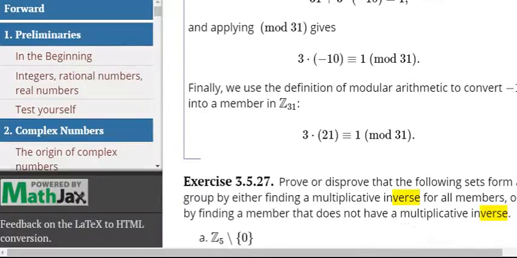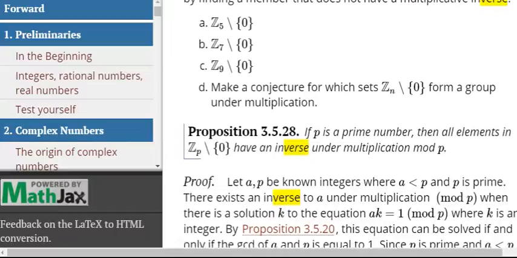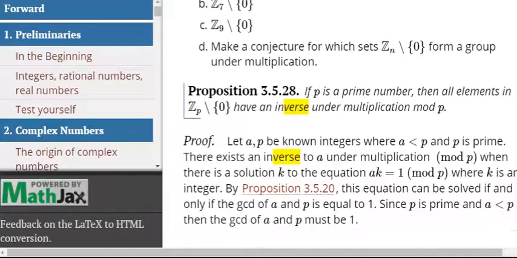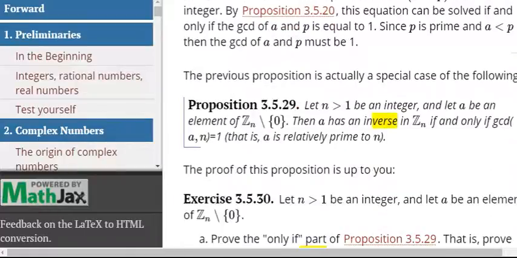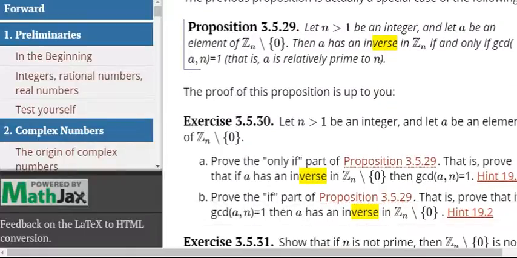All right, so here we go through a bunch of stuff. Now look here. Here it says, if P is a prime number, then all elements in ZP not 0 have an inverse under multiplication mod P. Now we don't have a prime number, we have 10, so that's not going to work. But that seems to show that primeness has something to do with the multiplicative inverse.